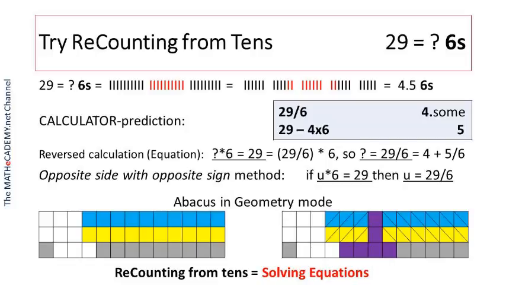Being the reverse of counting to tens, counting from tens can also be called solving an equation, asking what to multiply by 6 to give 29. Now, 29 can be recounted in 6s as 29 divided by 6, times 6. So the solution is 29 divided by 6. This gives us a method to solve equations: move to the opposite side, with the opposite sign.